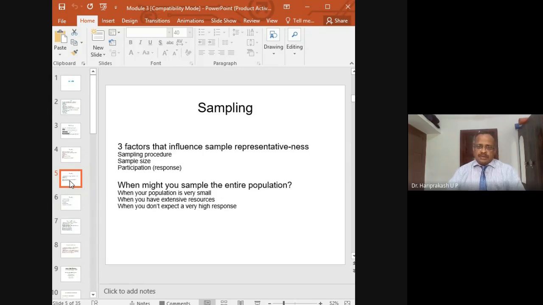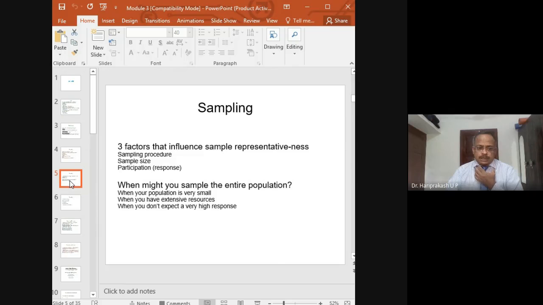You cannot collect from that. But if it is in thousands, you may be able to collect from the entire population. When you have extensive resources, like time and money, and you can give that much effort, then it is possible to do it from the entire population.